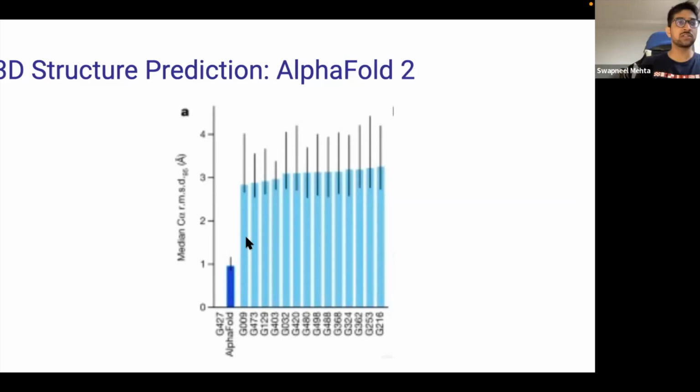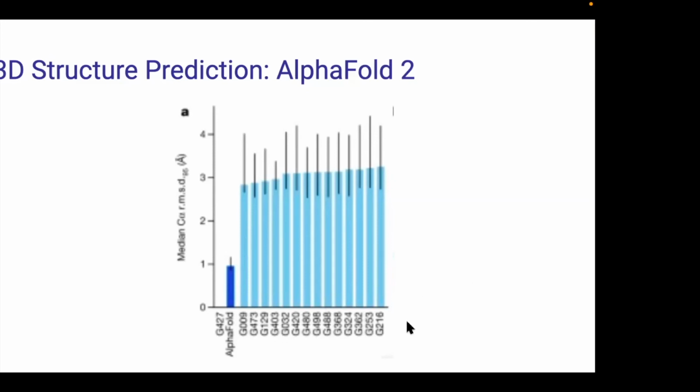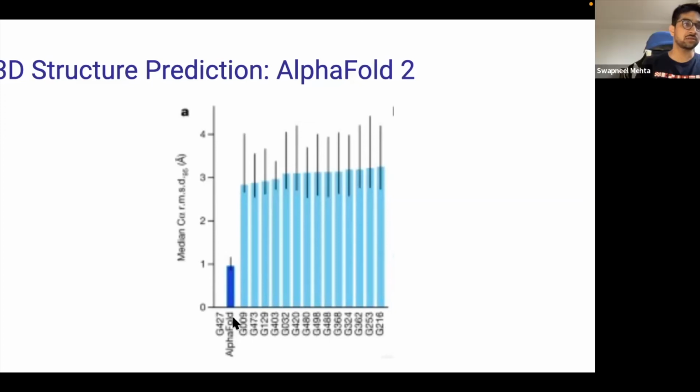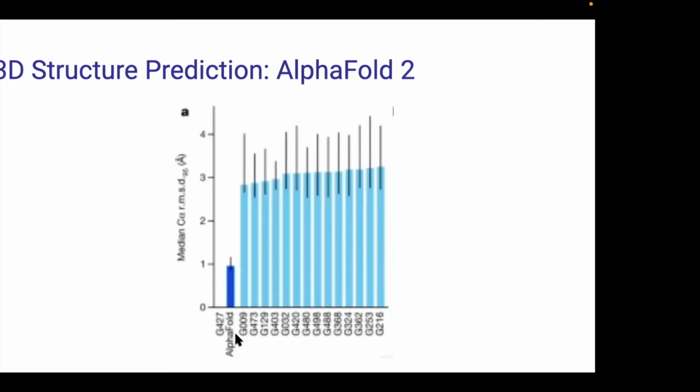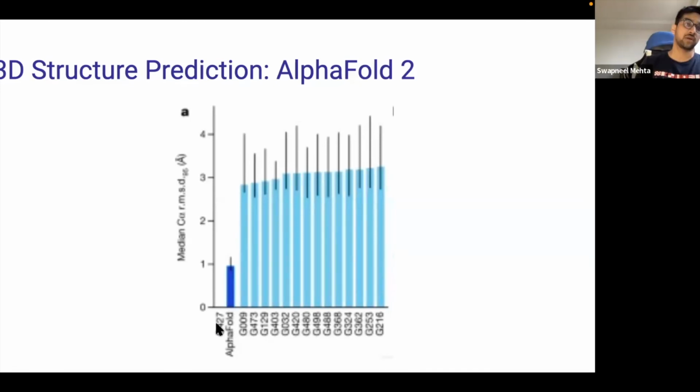So what is G427? Is that the ground truth? No, these are different models that were entered into the competition. The first one seems to have zero error, so I'm confused. I think this was what AlphaFold was registered as. It's at least what I got. Okay.